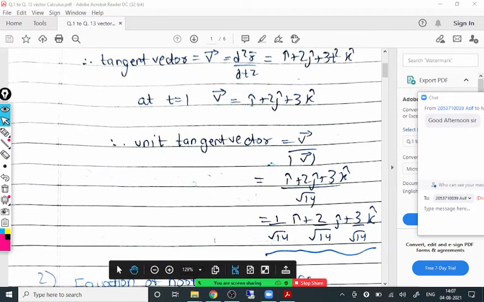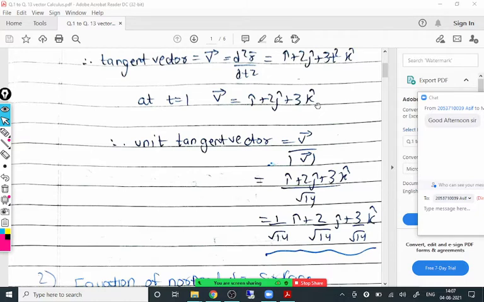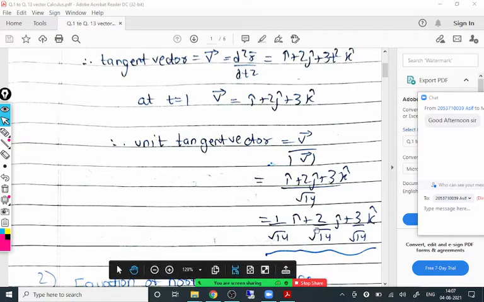And how to get the magnitude? Square root of 1 plus 4 plus 9, which is root 14. So this is the correct answer. Good. If anyone has a doubt, yes, you can ask in between also.